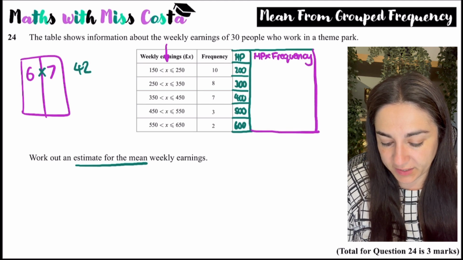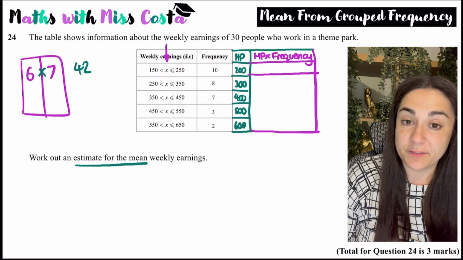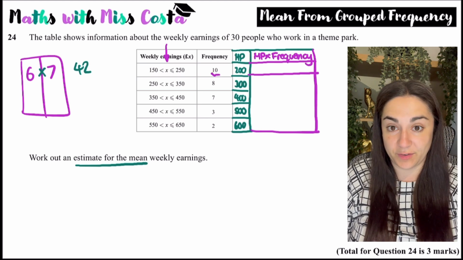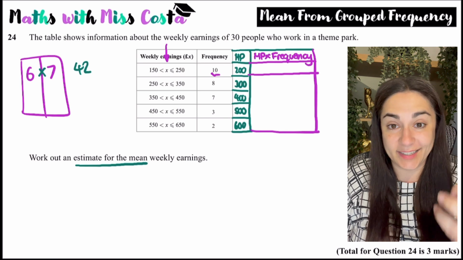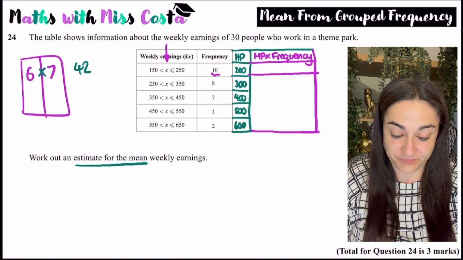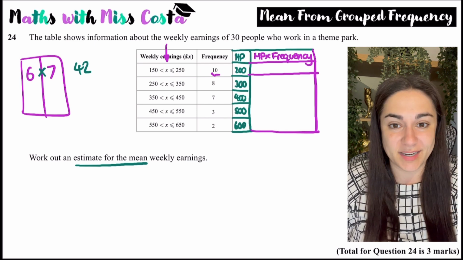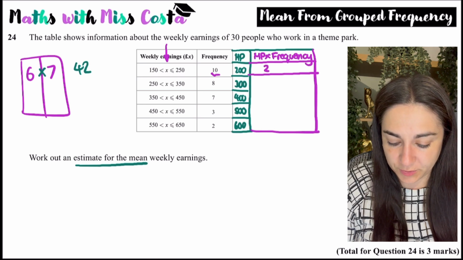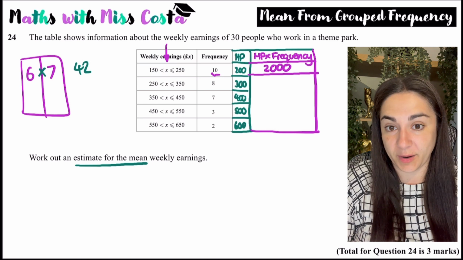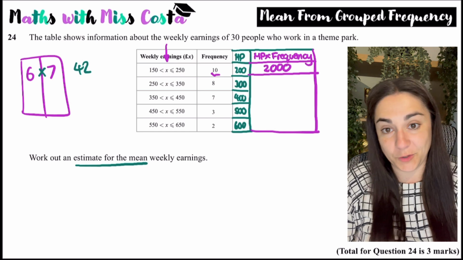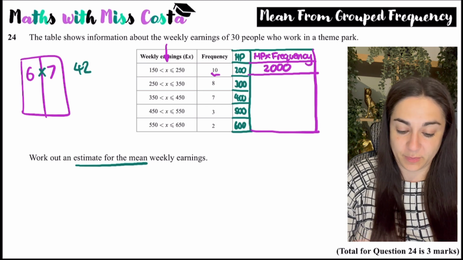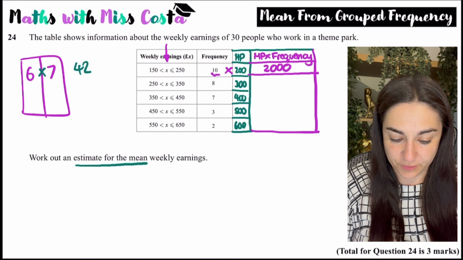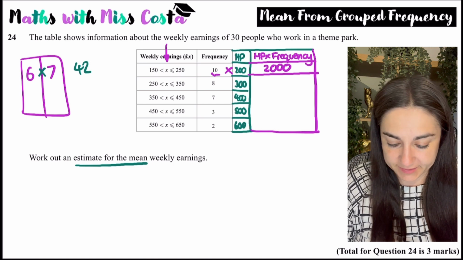So essentially what you're doing is you're trying to work out an estimate for the weekly earnings. So we know that 10 people earn between 150 and 250 pounds. So we're estimating that the majority of them earn about 200. It's the fairest way to do it, find the midpoint. So we do 10 times 200, which is 2,000, because if one person earned 200 pounds, that's 200 pounds. If 2 people, we do 2 times 200, which would be 400, but we've got 10 people here, so we do 10 times 200, which would be 2,000.